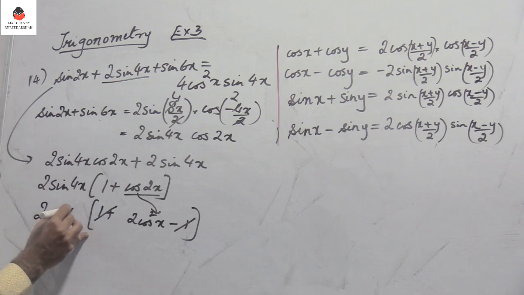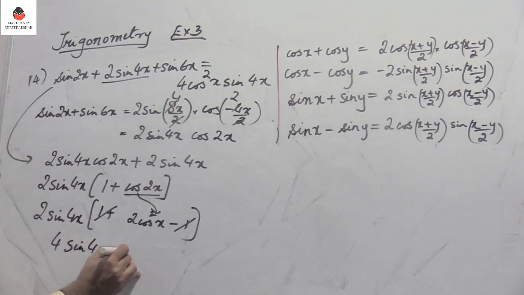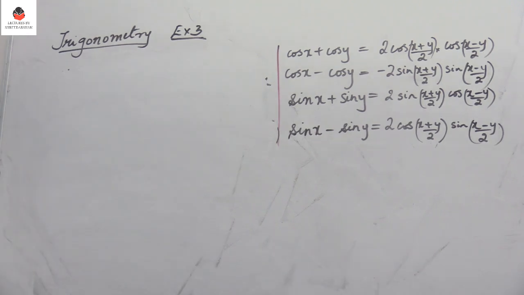So I have sin 4x. 2 into 2 gives me 4 sin 4x into cos squared x. So this is the RHS required. So all the problems from 16 to 21 are very similar. So let me take problem 17.